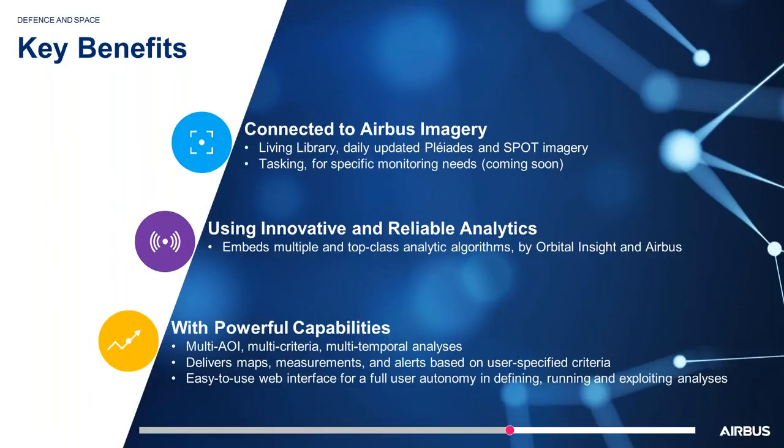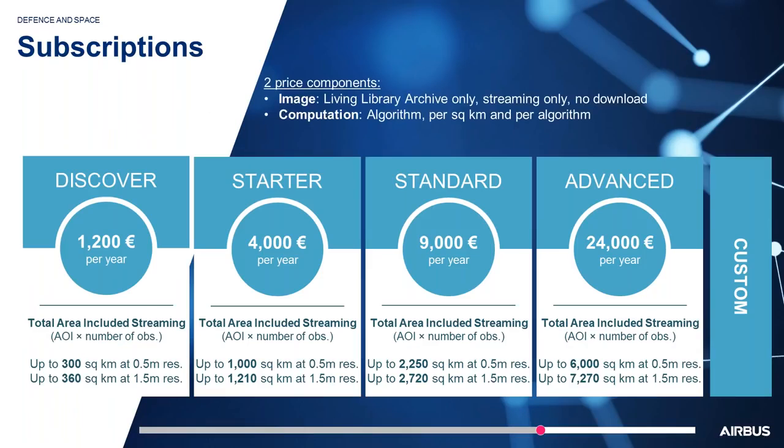Now, what about the subscriptions? In fact, Earth Monitor subscriptions are available directly in the One Atlas portal, and we propose today 4 packages. The first package is Discover, around 1,200 euro per year. Then the second is Starter with 4,000 euro per year. Standard, around 9,000 euro per year. And the last package is Advanced with 24 euro per year.